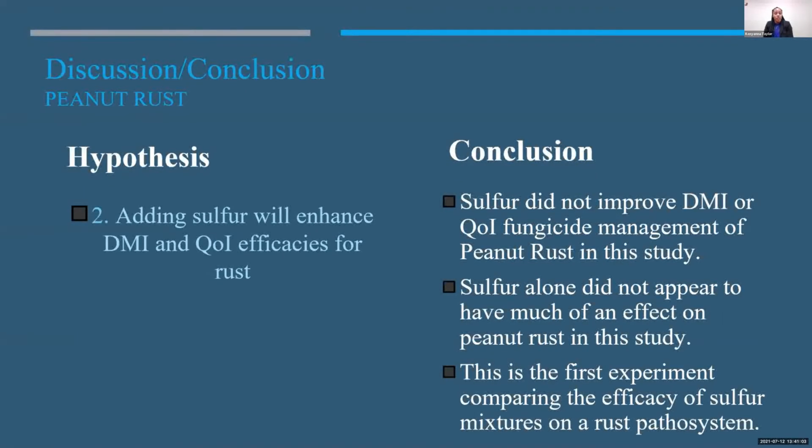Now we're going to go to the discussion conclusion for peanut rust. Sulfur did not improve DMI or QoI fungicide management of peanut rust in this study, which does not support my second hypothesis that adding sulfur will enhance DMI and QoI efficacies for rust. Sulfur alone did not appear to have much of an effect on peanut rust in this study. And this is the first experiment comparing the efficacy of sulfur mixtures on a rust pathosystem.